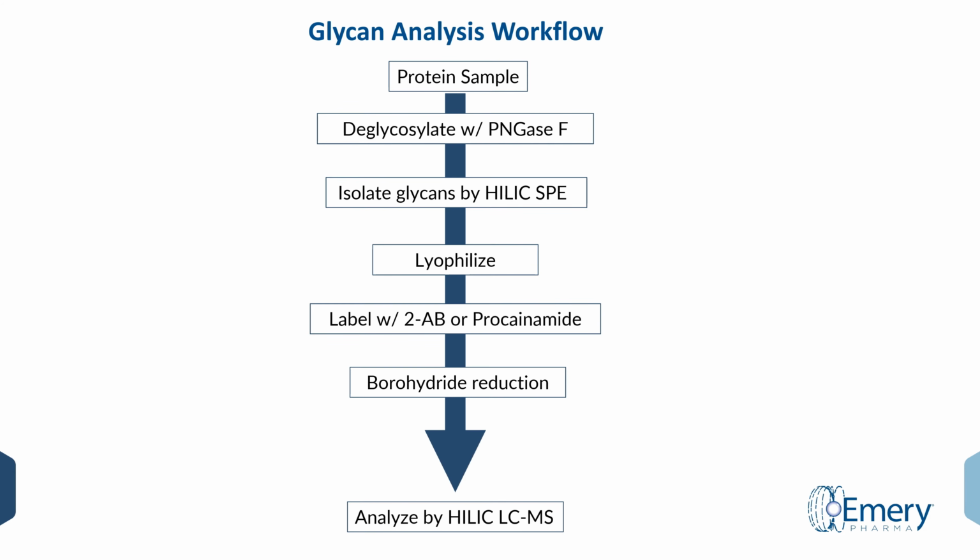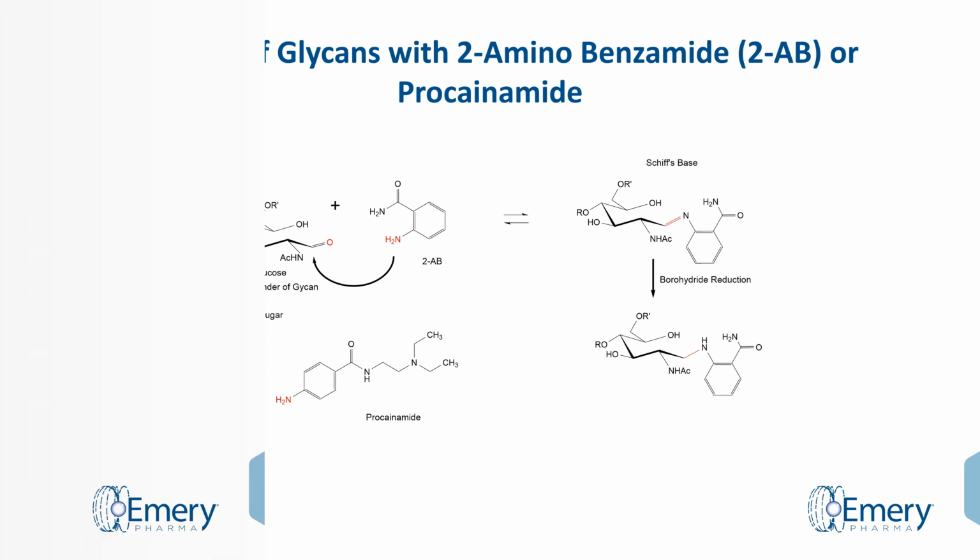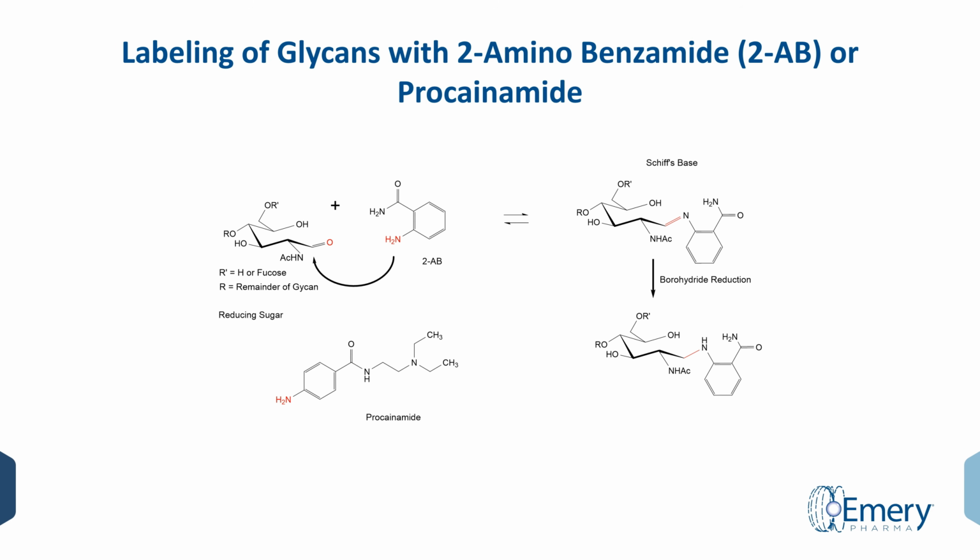The next step isolates the saccharides from the protein mixture using solid phase extraction. I prefer to use a HILIC phase in this step. After elution, the glycans are dried by lyophilization and are derivatized with compounds such as 2-AB or procainamide prior to LC-MS analysis. On this slide, we have illustrated the labeling reaction of the saccharide.